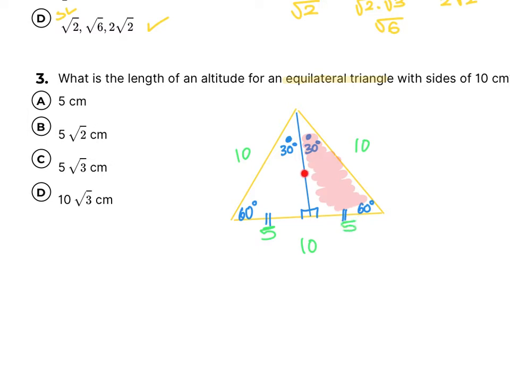They're asking for the altitude, so they want the long leg. So remember that the long leg is equal to the short leg times root 3, according to the pattern. So it's going to be 5 root 3. So the altitude is 5 root 3.